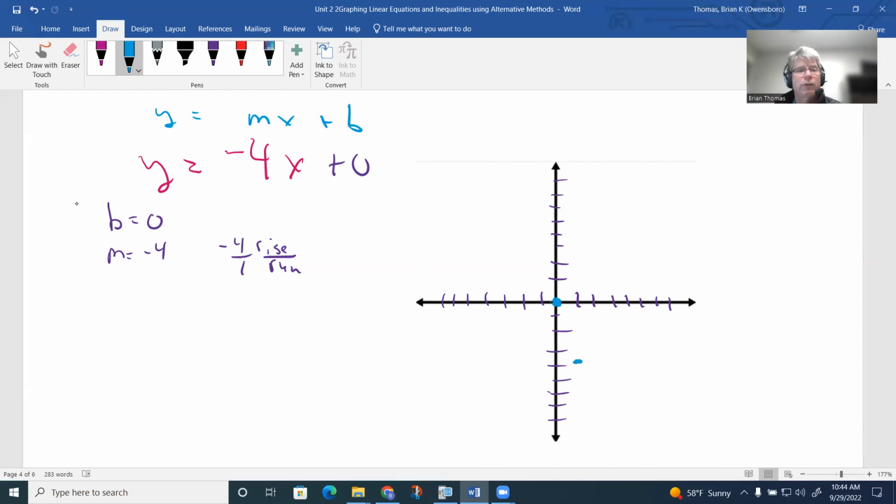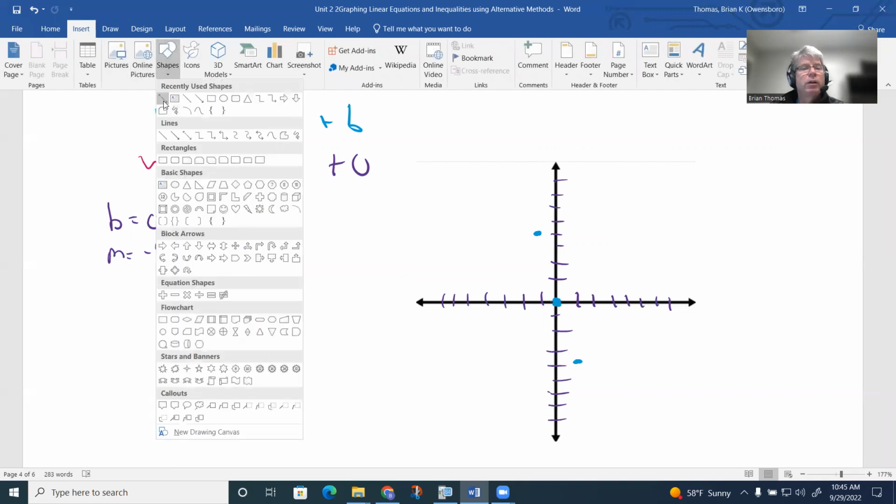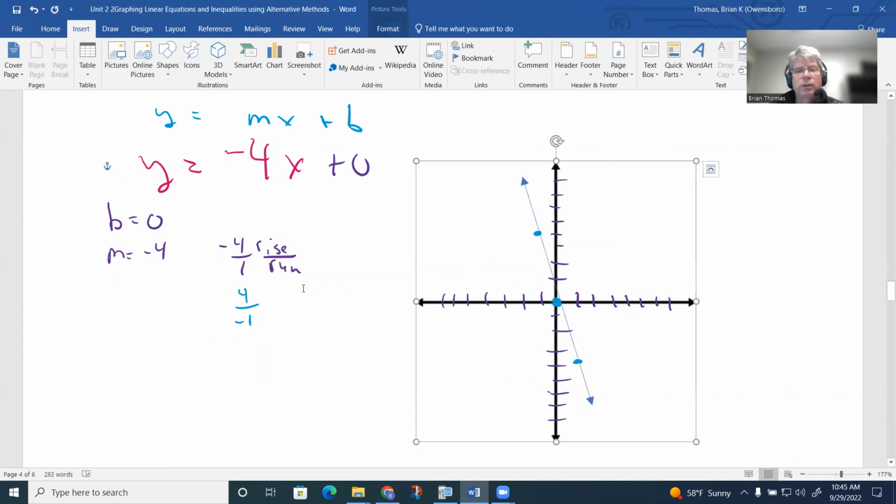Now again, you could have also written that as 4 over negative 1. So you could have also risen up 4, 1, 2, 3, 4, and left 1. And you should still be on the same line. So that negative doesn't matter whether it's on the top or the bottom. So we just have to pay attention. If it's negative, it goes down.